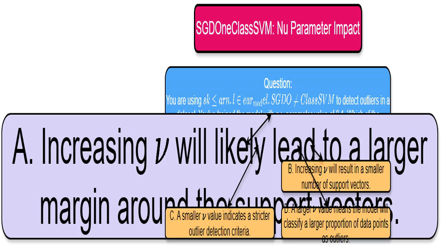Let's check if this is true. Support vectors define the model's decision boundary. A higher new indicates a greater tolerance for errors and more data points classified as inliers. In other words, it should have more support vectors, not fewer. So, I am marking this as false.